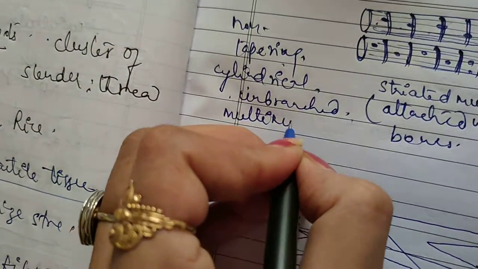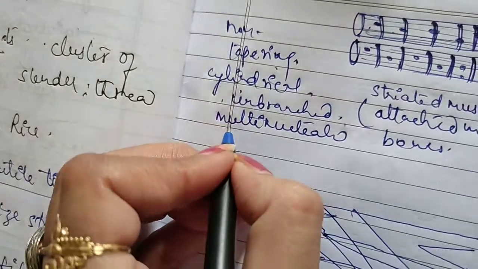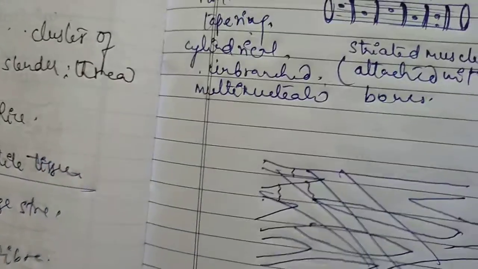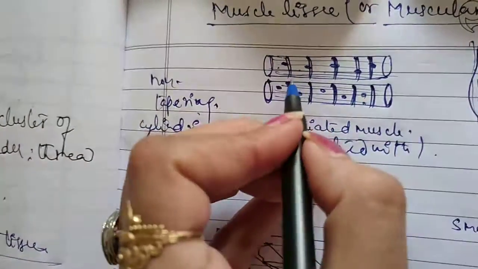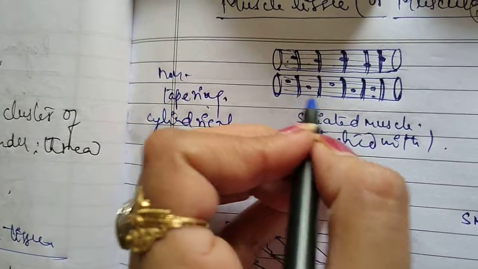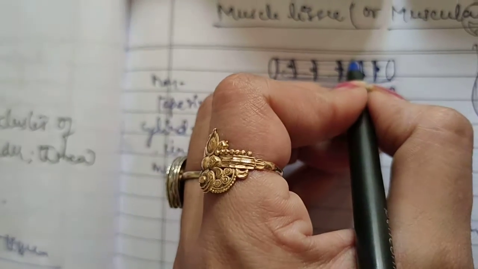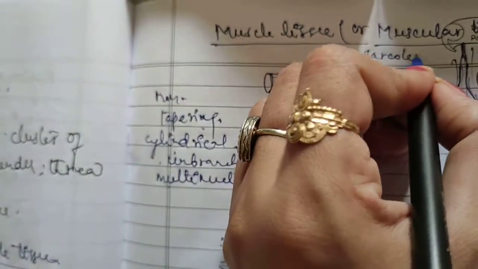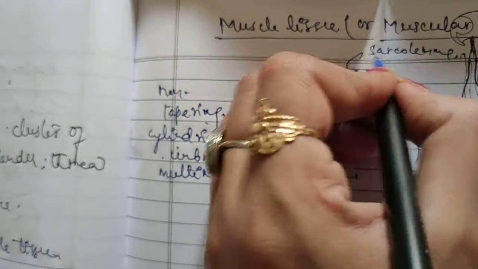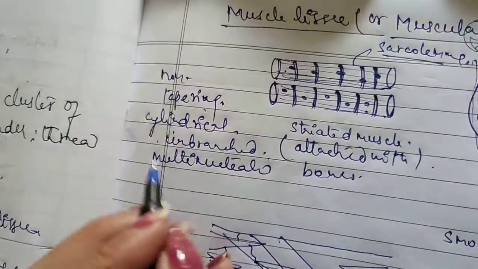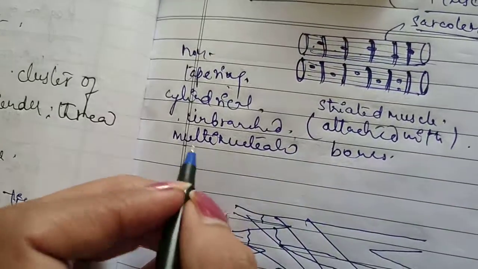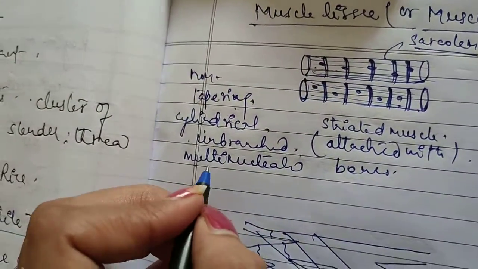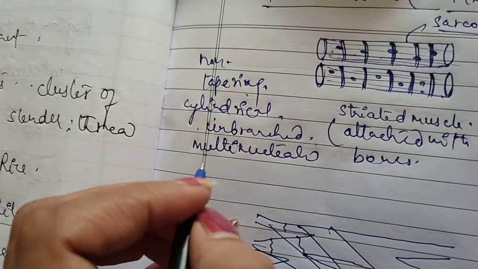Point to be remembered, it is multinucleated, and this is enclosed in a plasma membrane, and this particular plasma membrane is known as sarcolemma. So you will study in detail in class 11th. For 9th class, this is only up to the mark.